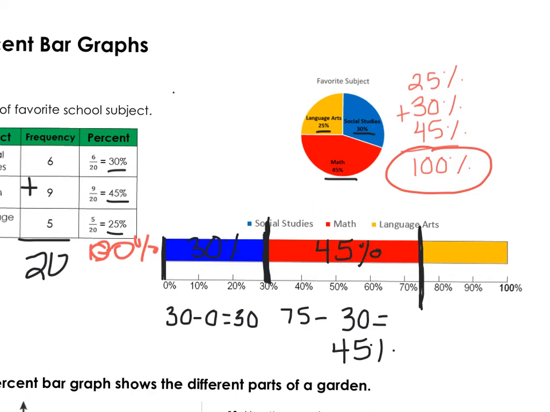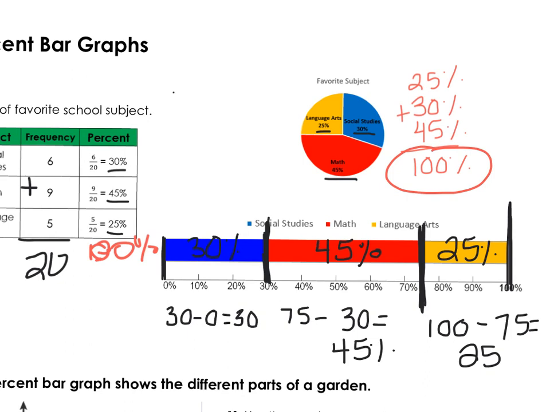Therefore, the red part of this bar graph, which represents math, would represent 45% of the graph. And now I'm going to do the same thing when looking at language arts, the yellow part of the graph. Here I can see that the graph starts now at 75 and it ends at 100. That doesn't mean language arts is 100%. That means I now have to take the ending point, which is 100, and subtract the starting point, which was 75. And 100 minus 75 is 25. So therefore, this is 25%.